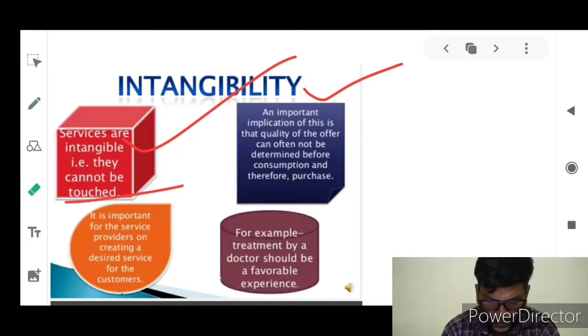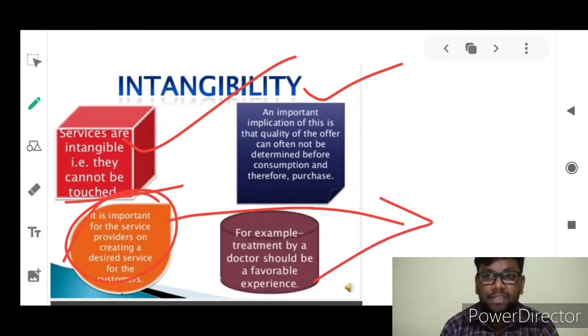Then it is important for the service providers to create a desired service for the customer, because he is charging an amount. So equal to that amount he has to give. He is responsible to give service to the people, because he is a service provider, isn't it? For example, they have given very clearly in the example, treatment by a doctor. Treatment by a doctor should be a favorable experience.